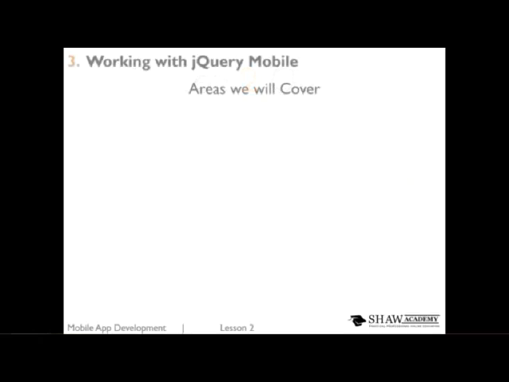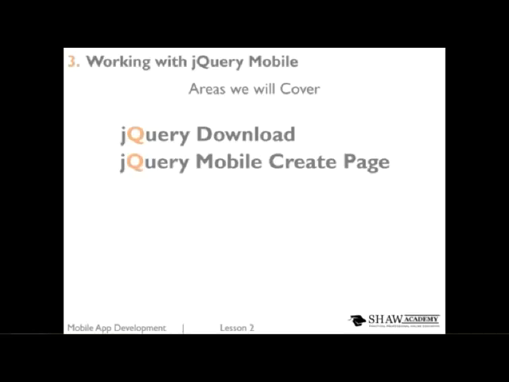Okay, so when we're working with jQuery Mobile, the areas that we're going to cover today, we're going to download jQuery Mobile. That's the very first step we're going to do. Then we're going to download the software, the text editor software we need to use. Then we're going to create a jQuery Mobile page. Then we're going to create a navigation for the page. Look at where we are, guys. Second lesson, we're going to create a navigation bar. A navigation bar is a bar that you use to navigate to different parts of your web app. Is that okay, guys?